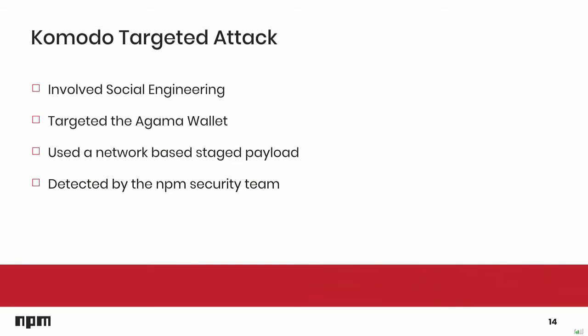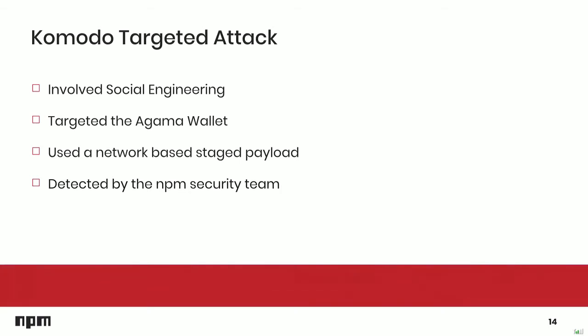It used a network-based staged payload, meaning that it only included a small downloader in the actual code to hopefully avoid audit or something like that. And then when it was run on the end user system, it would actually download its malicious payload and do whatever the attacker wanted. And then finally, it was detected by the NPM security team, which is something we're very proud of, because that's a shift in what we've seen historically, right? In the early days of the registry, we relied on, and we still do rely on, our 11 million users to bring us attention, right?